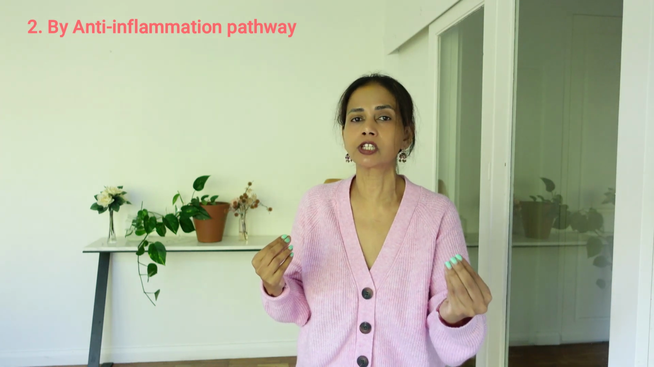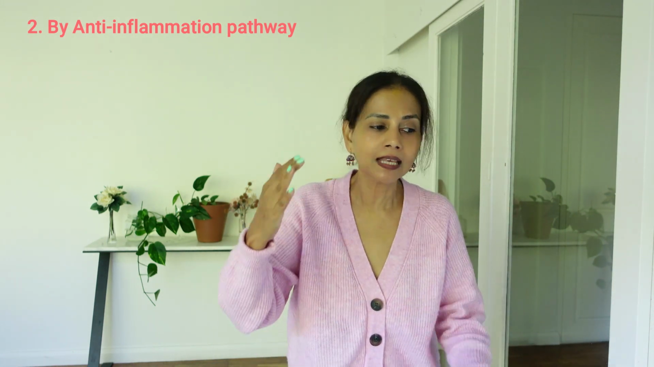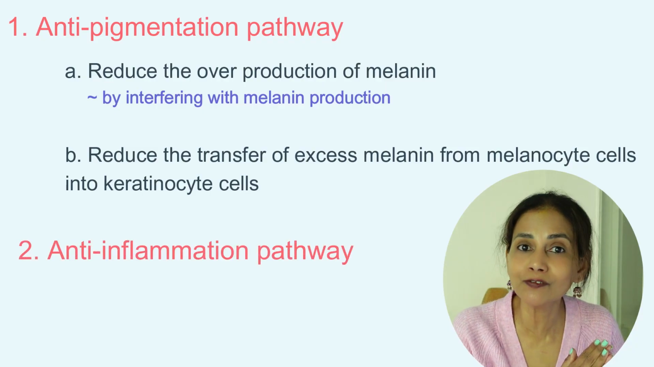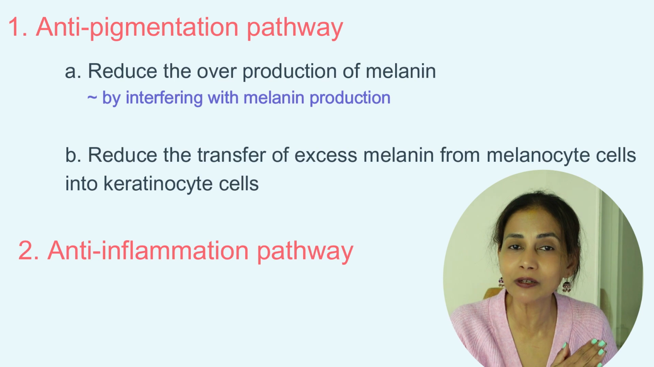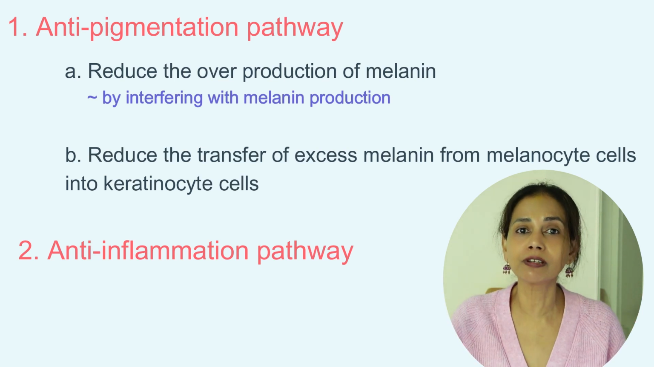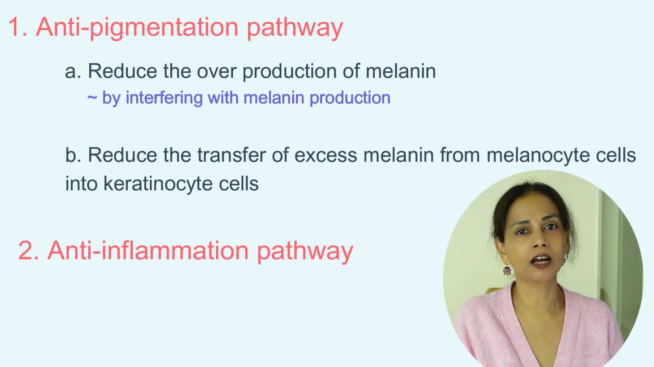Now the second way we can reduce the pigmentation is by using anti-inflammatory ingredients. These are the number one set of ingredients that we should use as soon as there's some kind of trauma on the skin. These ingredients reduce the inflammation. As soon as inflammation reduces, the excess production of melanin reduces. So our job is to reduce that inflammation as soon as any kind of trauma occurs on the skin.